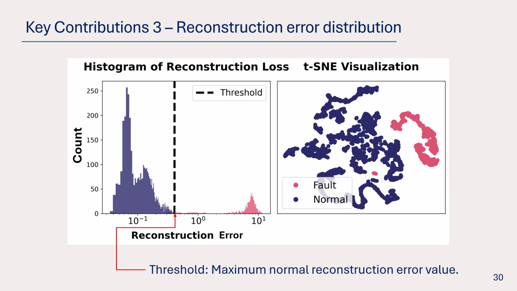Qualitatively, when confirming our model's performance across all vehicle types, we found that it clearly separates normal and fault states, as shown in the left figure. This was also verifiable through t-SNE visualization. Leveraging this performance, we set the threshold between normal and fault as the maximum normal reconstruction error and proceeded with quantitative evaluation.